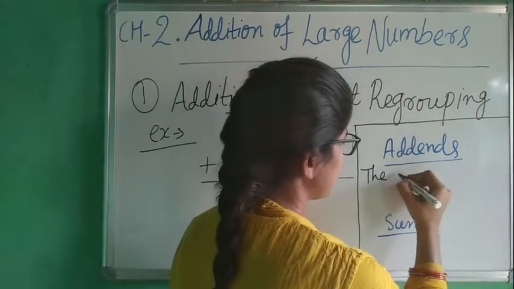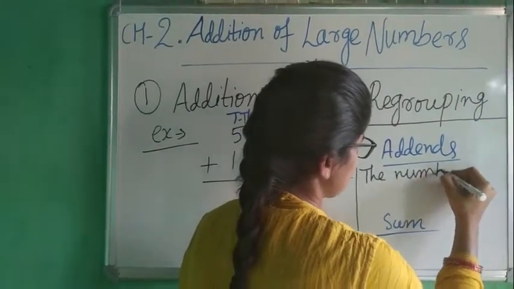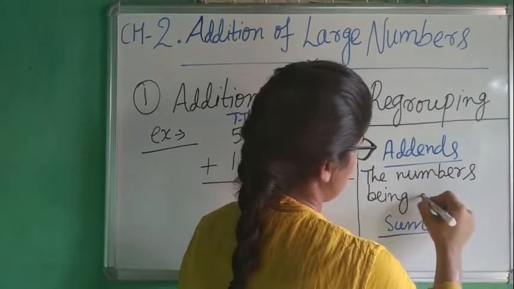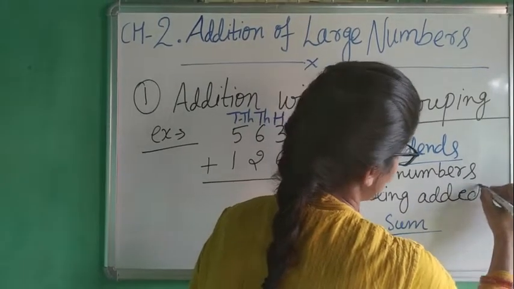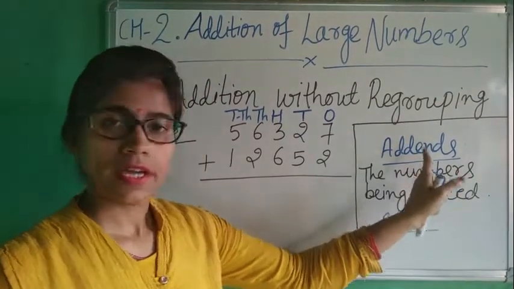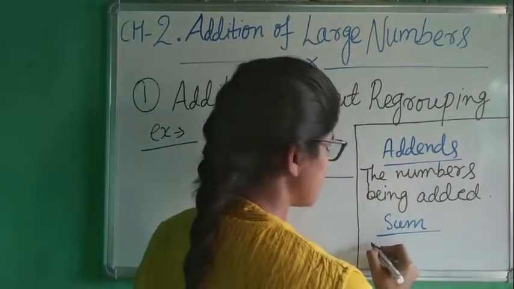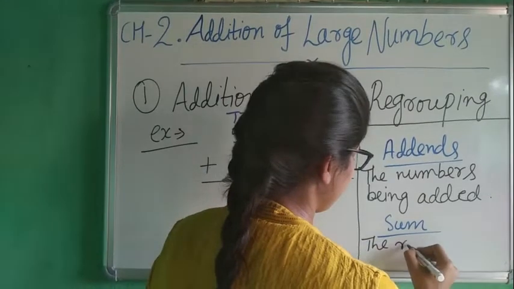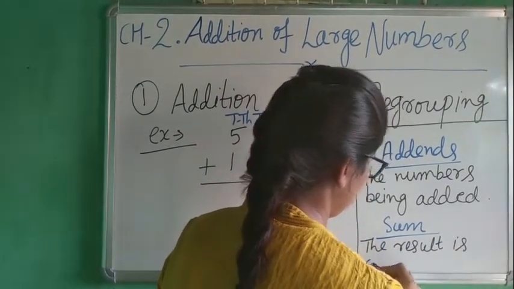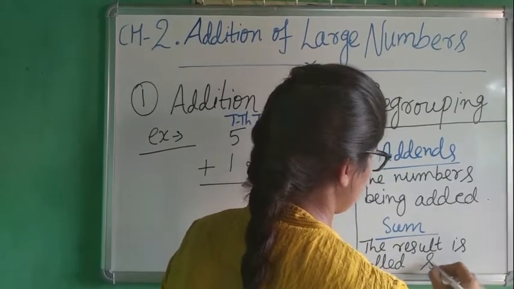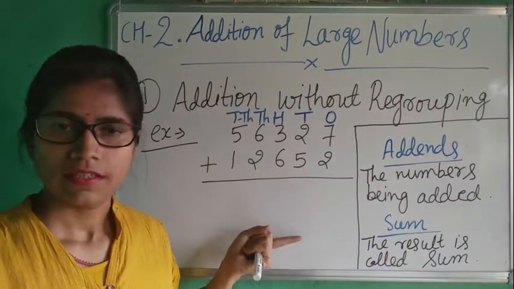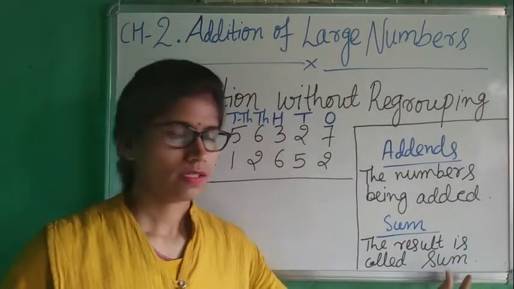You can write this also. Addends, the numbers being added. This kind of means the numbers being added, that is what addends are, and the result after addition is called sum. Means after addition whatever result you get, that is called sum.